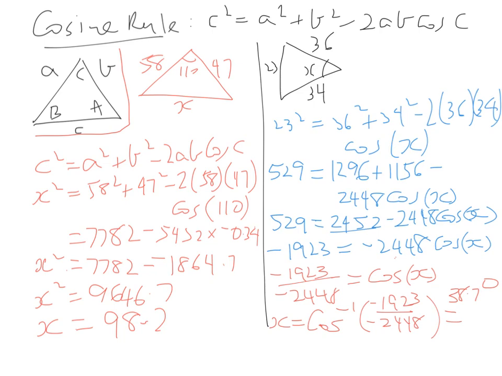So use the cosine rule if you've got two sides and an angle between, and you want to find the other one on the other side. Substitute your values. If you're trying to find an angle, you substitute all three side lengths, and you've got to do an inverse cos at the end. There's your cosine rule.